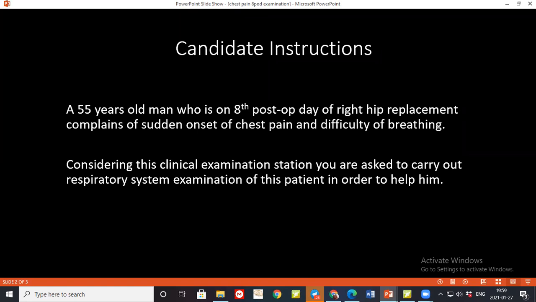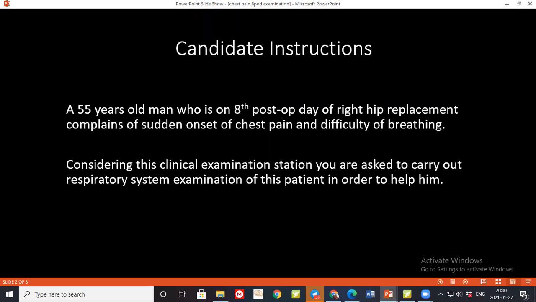After entering the room, I'll wash my hands and introduce myself to the patient and confirm the name and age of the patient. If the patient is wearing the oxygen mask, I'll take the permission to remove it so that I can hear the patient. Then I'll take the permission to examine him.